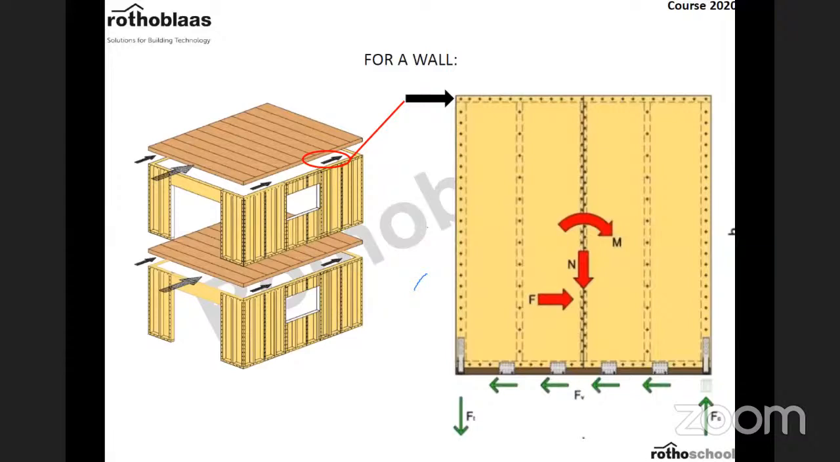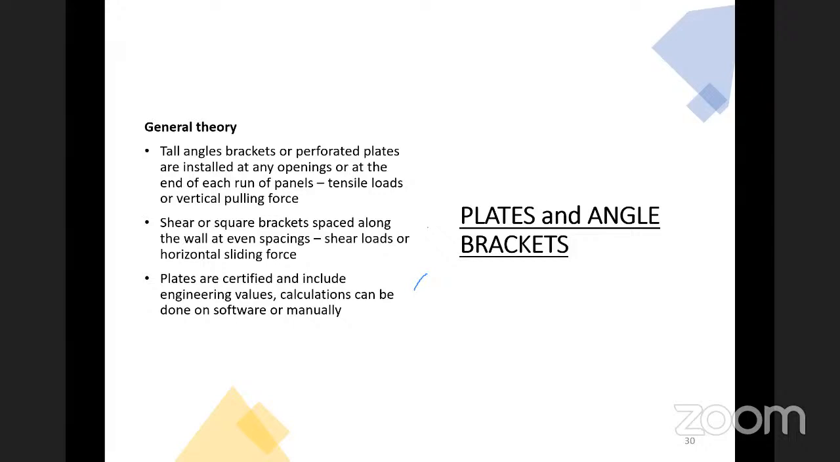In order to provide a solution to this kind of problem, you may be interested in the use of plates and angle brackets. The general theory about plates and angle brackets is that you have the tall brackets, or perforated plates, to provide the tensile resistance to the uplift, and you could also have square brackets that prevent the horizontal sliding. These are also some of the products that we supply. All our products are certified. We have the engineering values attached in our catalog, and all are available on our website.